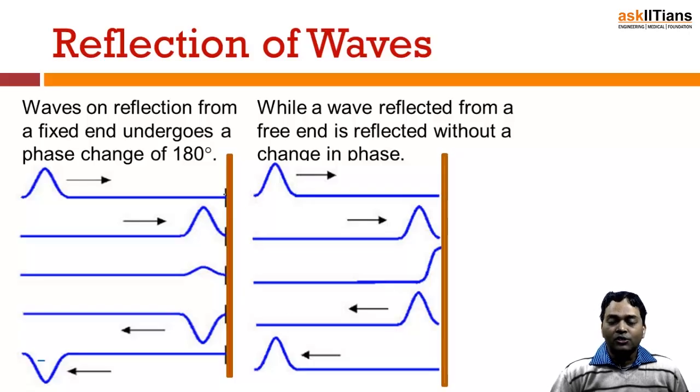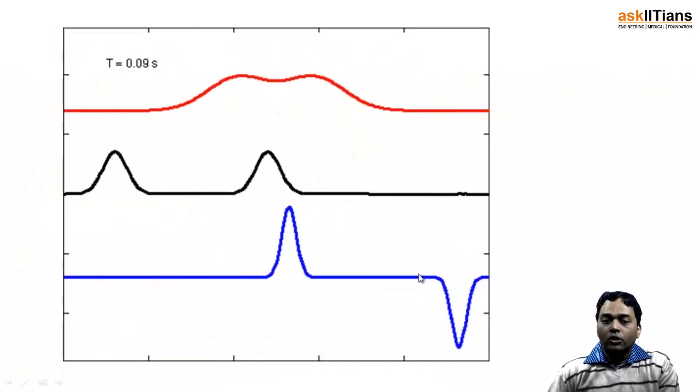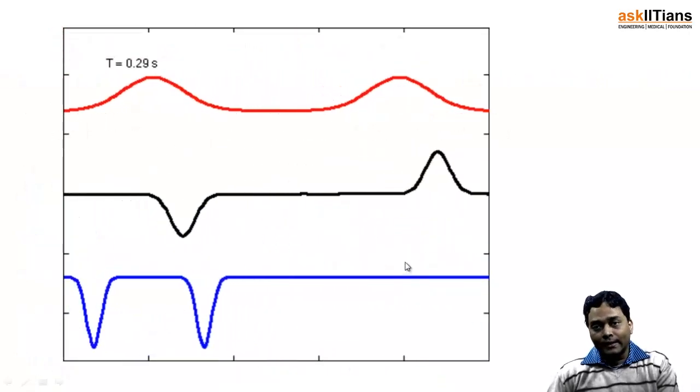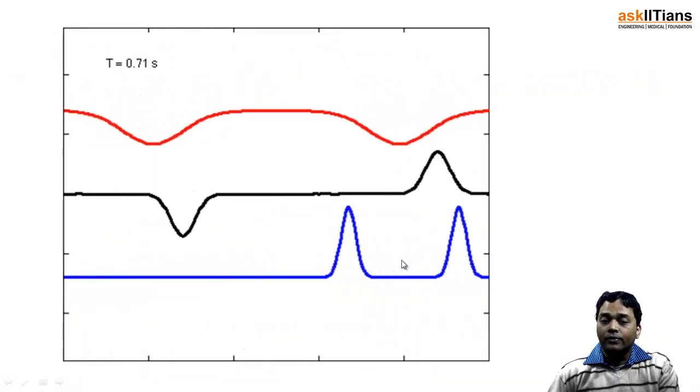In this case it is fixed, so there is a phase change actually taking place, and the phase change is 180 degrees. If it is reflected from a free end, then there is not going to be any phase difference. Depending upon how exactly the time period is different, that results in these types of waves.